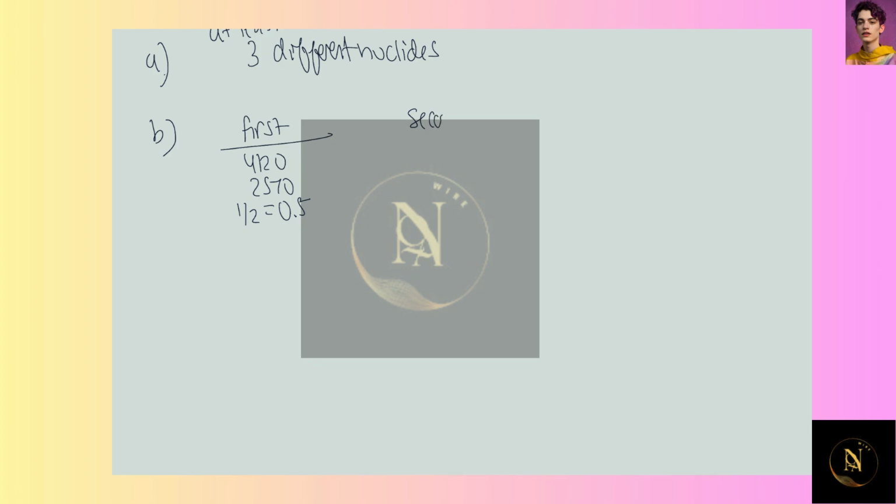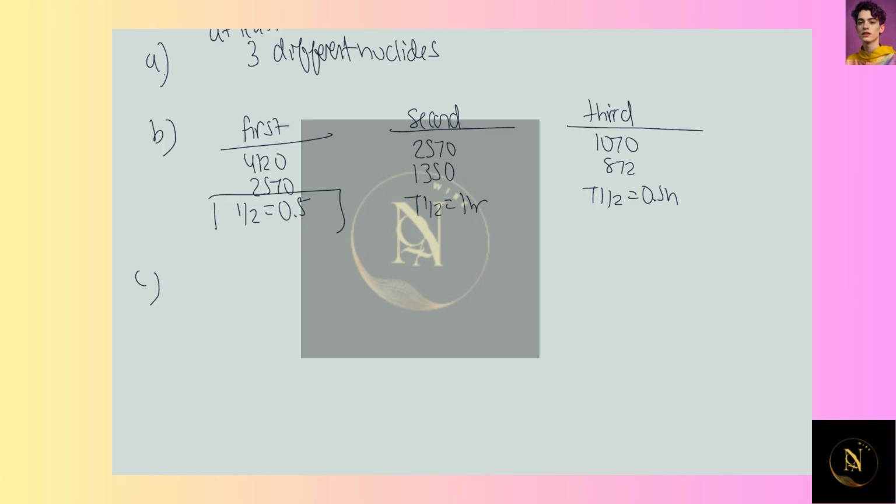For our second nuclide, we have a decay rate at 2570, another at 1350, and then our half-life of 1 hour. And then for our third, we have it between at 1070, at 3 hours, 872, and then our half-life is 0.5 hours. So these are our different half-lives, 0.51 and 0.5 hours. How many nuclei are initially present?